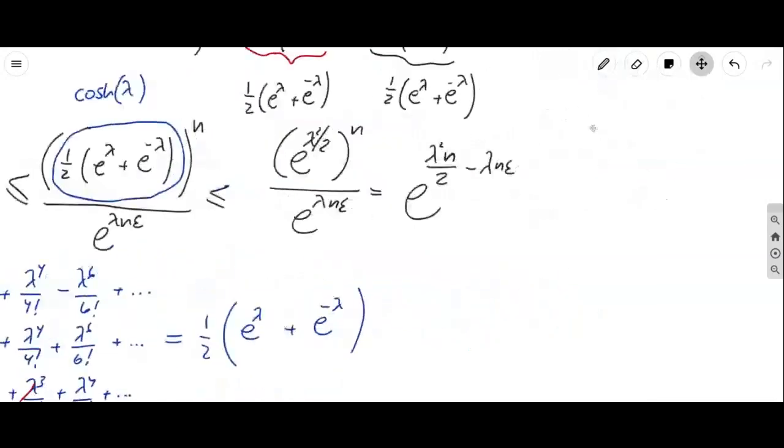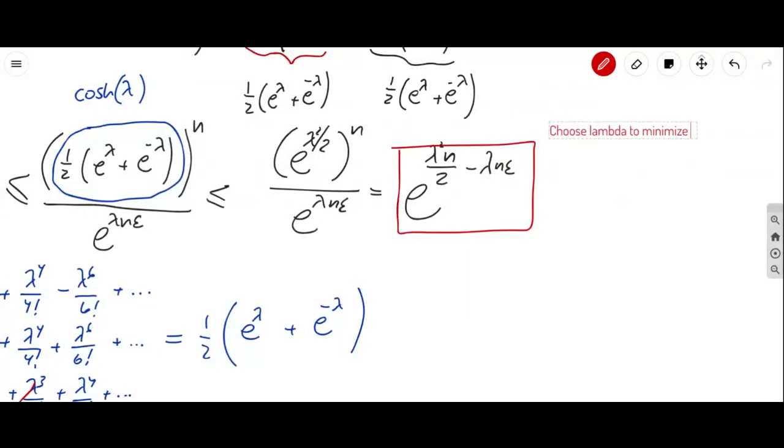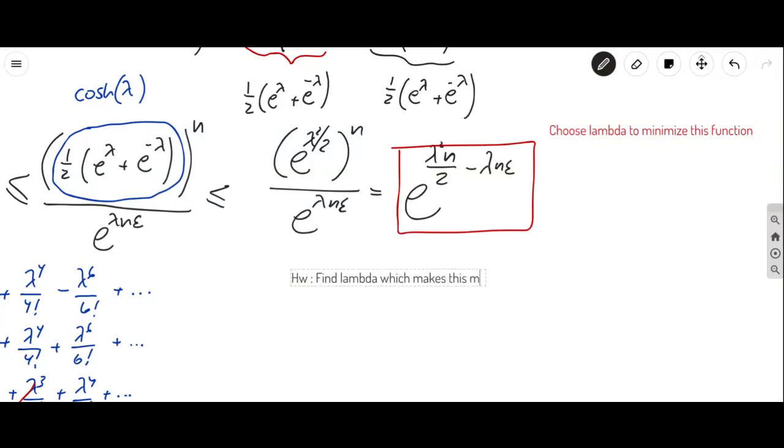And now we're going to minimize. The idea here is we're going to choose lambda to minimize this function. How do we minimize a function? Well, that's up to you to figure out. So, homework: find the lambda which makes this a minimum.